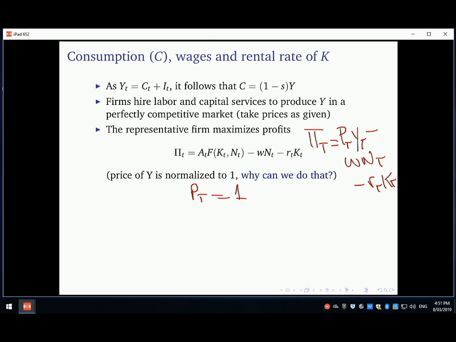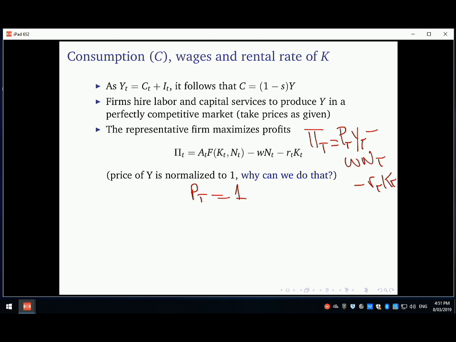Sorry, can you speak louder? Law of one price. Okay, who can rephrase this?